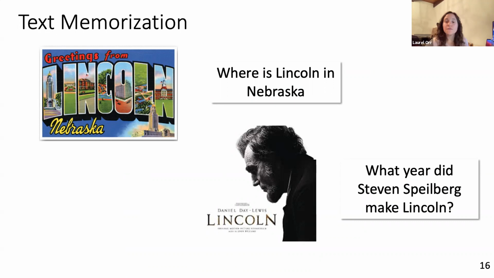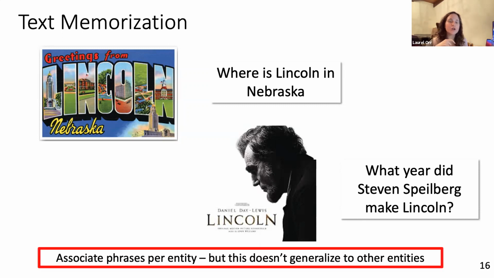able to know that the first refers to Lincoln, Nebraska, the city, and the latter to the movie, as words like Nebraska and Steven Spielberg commonly co-occur with each entity. These are textual patterns. Now, the problem is that these patterns are associated on the entity level, meaning they don't generalize to other entities. In particular, rare entities that aren't seen during training are not going to be resolved by these entity-based memorization patterns because they're not going to be seen at all during training.